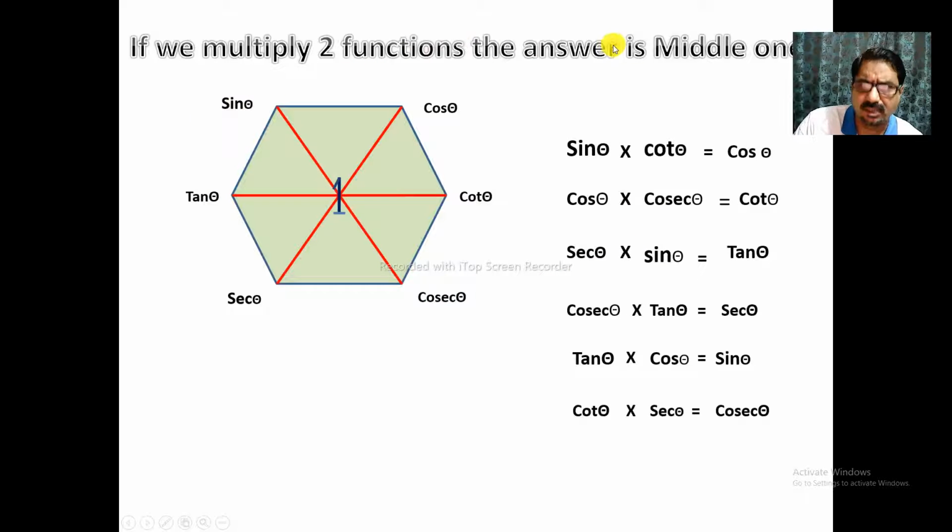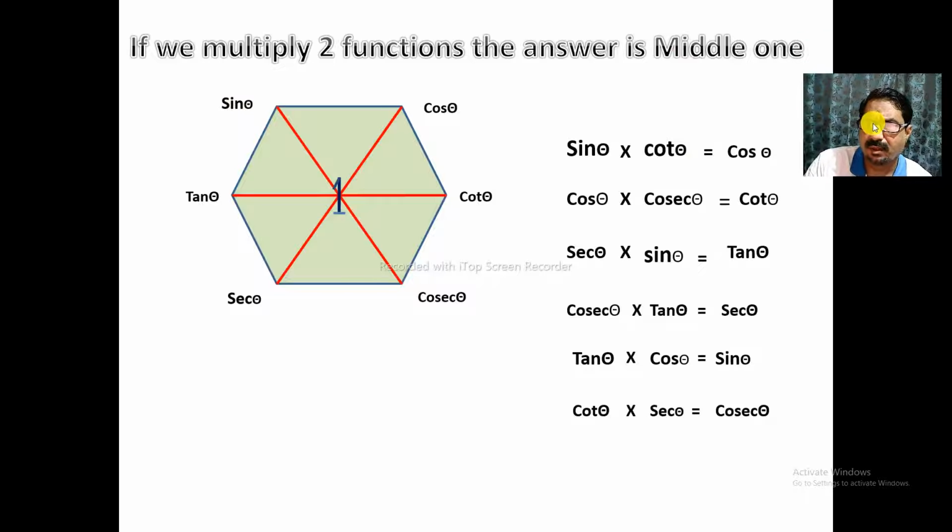If you multiply these two functions, the answer will be 1 only. See here, sine theta into cot theta. Like that, sine and cot. You take this one after leaving the 1 in the middle, so you get cos theta. Similarly, you take these two, you get this one. Similarly, you take these two, you get this one. So easy to remember, right? Now I'll proceed with the other one.